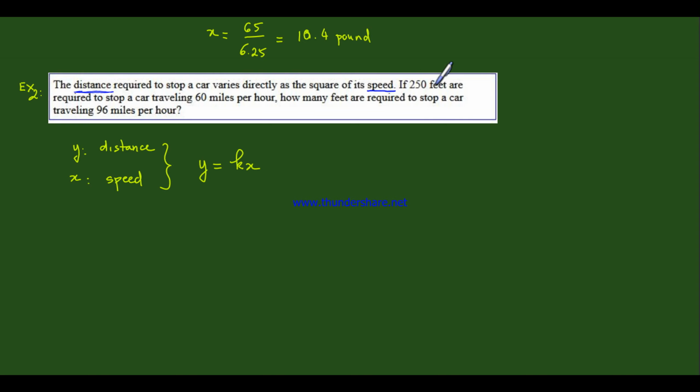If 250 feet are required to stop a car traveling 60 miles per hour. Oh, you have to be careful over here. First of all, this is feet, but this is miles per hour. So we have to convert this to miles. How are we going to convert this to miles? What is the relation between feet and miles? Anyone remember?